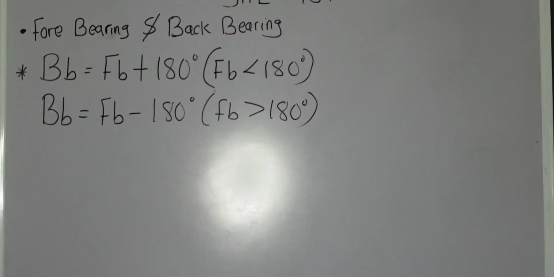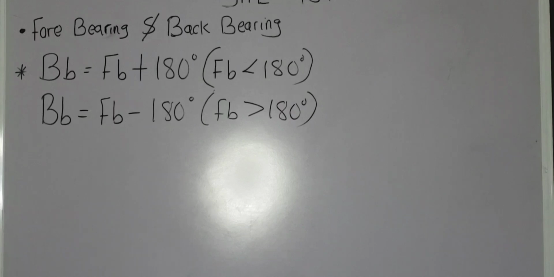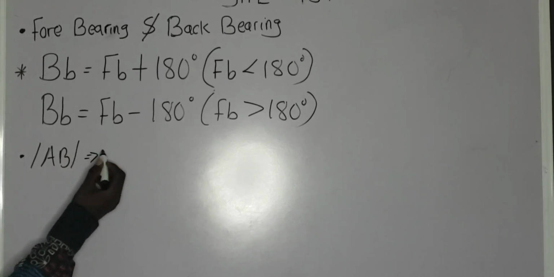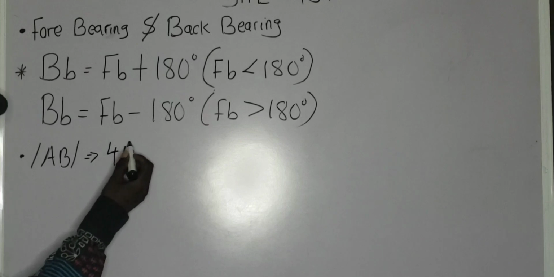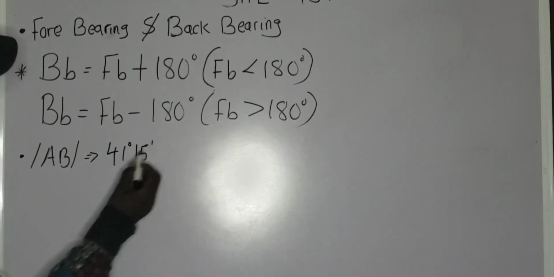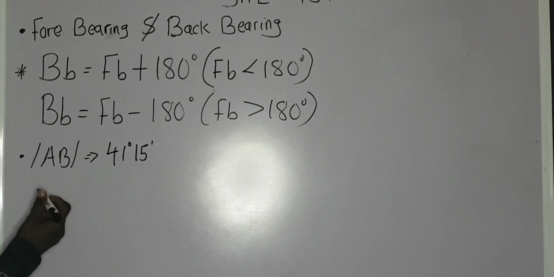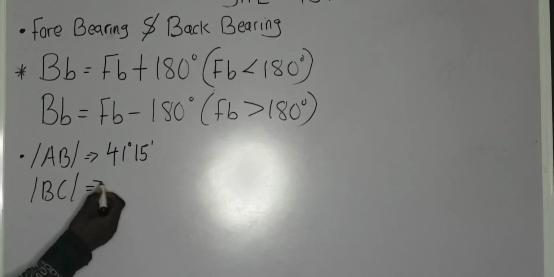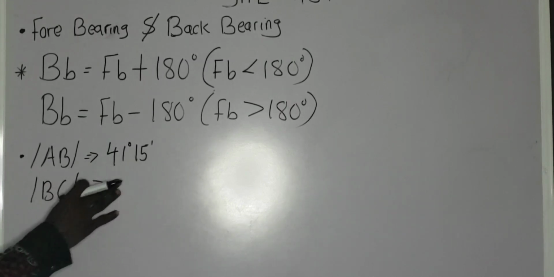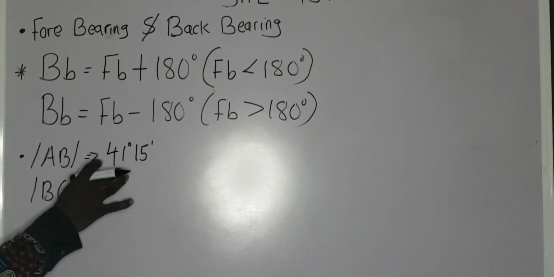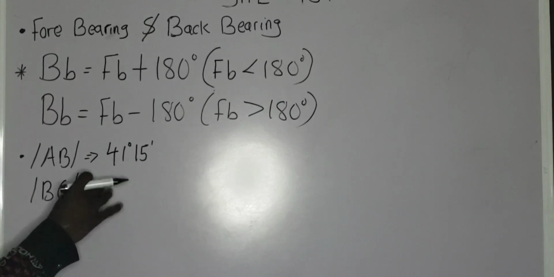Find the back bearing of the following lines. We have line AB. The fore bearing is 41 degrees, 15 minutes. I'm going to teach you how to press this on your calculator, okay? 41 degrees, 15 minutes. The bearing of line BC is the fore bearing. All these are fore bearings, you understand? We want to determine the back bearing of each line from its fore bearing, you understand? So the angles that you are given are fore bearings. Are you getting what I'm saying?